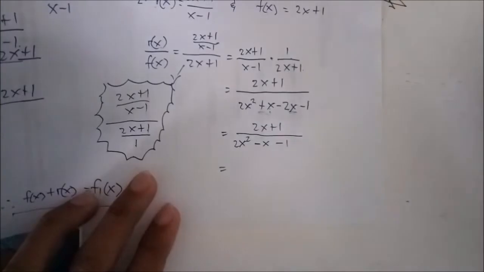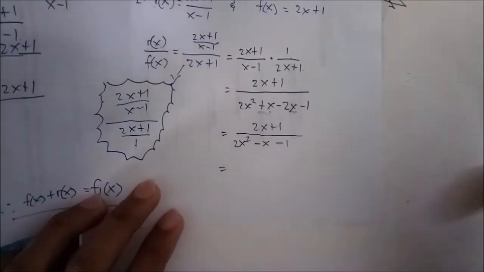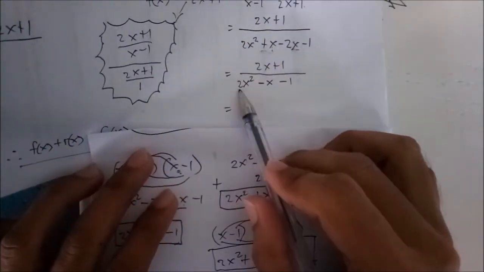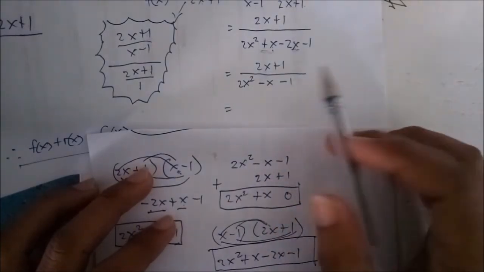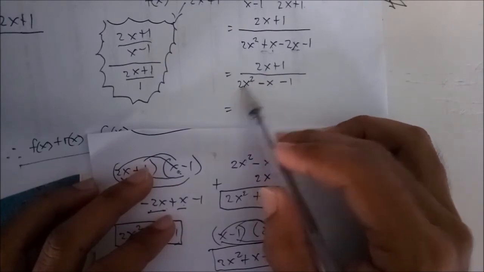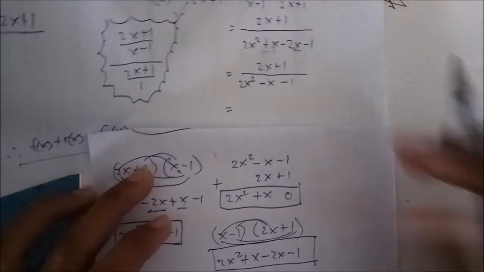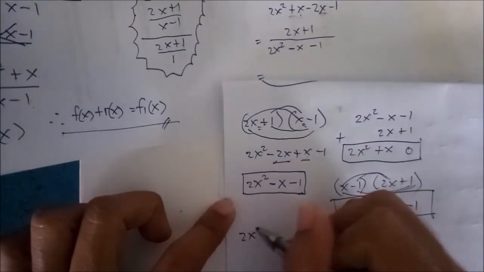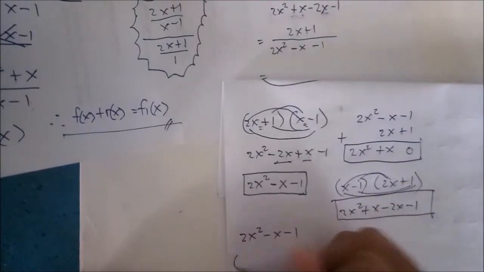Now, is that it? No, we're not done. Now, proceed to factor this 2x squared minus x minus 1. Why do we need to factor it? Because we have a power of 2 in the 2x squared. So you need to factor. So 2x squared minus x minus 1. How to factor?